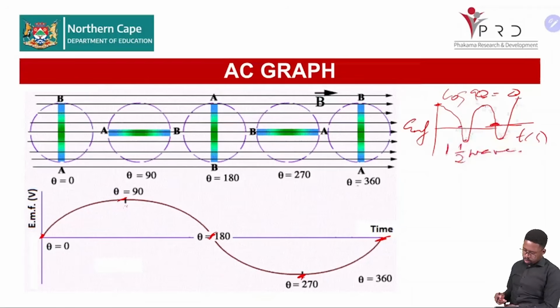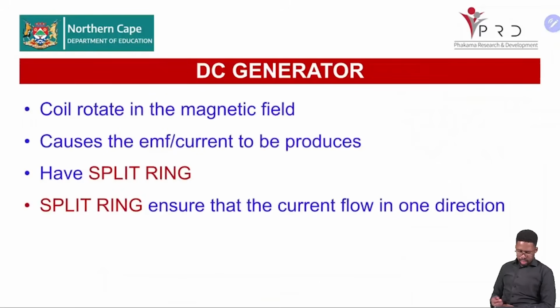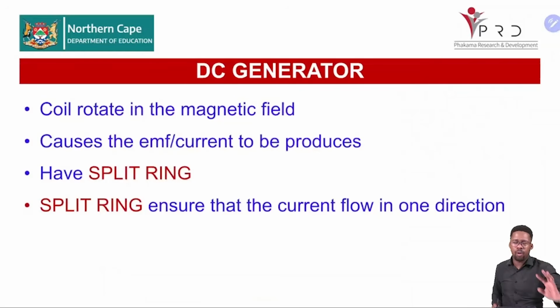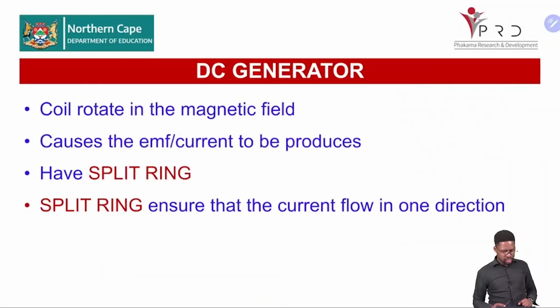So this becomes 1.5 cycle. Then let's come to DC. Now we've spoken about AC. We said it has a slip ring. What is important is what makes an AC. An AC has a slip ring. Now let's come to DC.